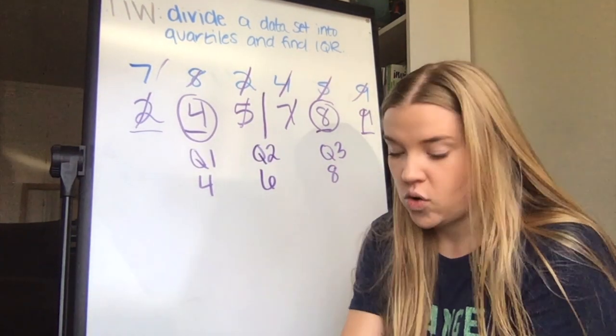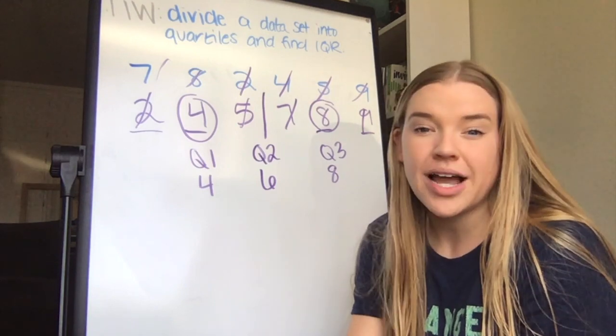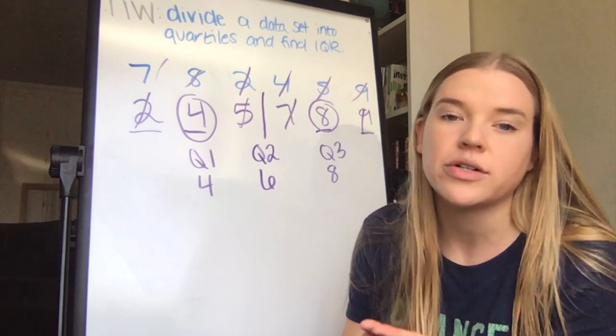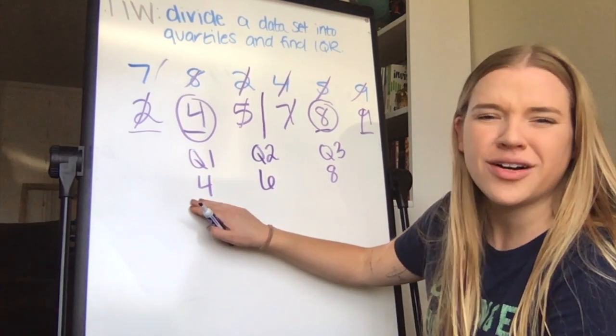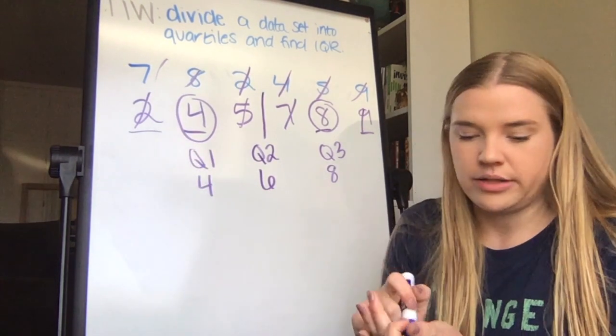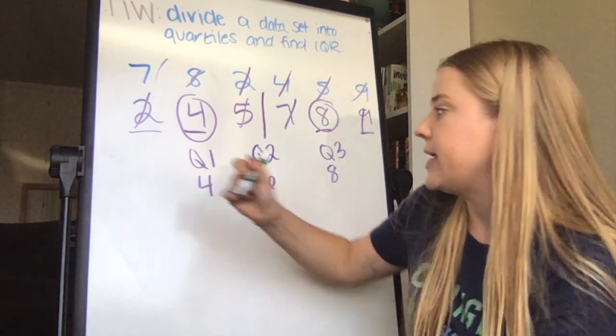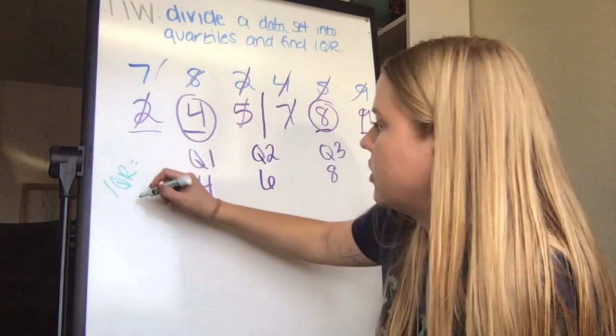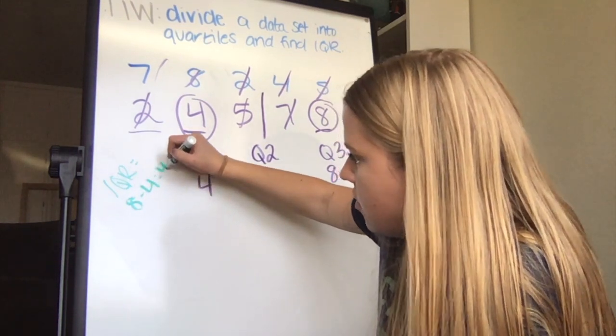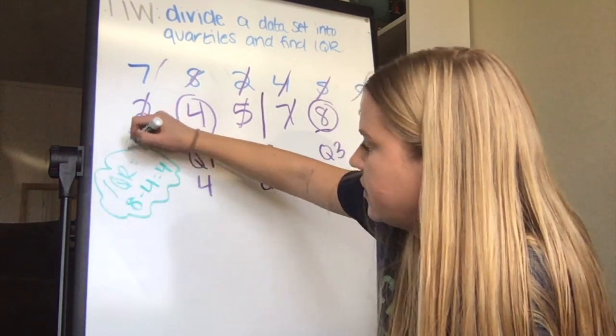In order to find my interquartile range, remember I'm taking my largest quartile minus my smallest quartile, which is quartile 3 minus quartile 1. Quartile 3 is 8. Quartile 1 is 4. So my interquartile range, I'm going to actually write this in a different color, would be 8 minus 4 equals 4. I'll just keep this over here in case you want to reference it.